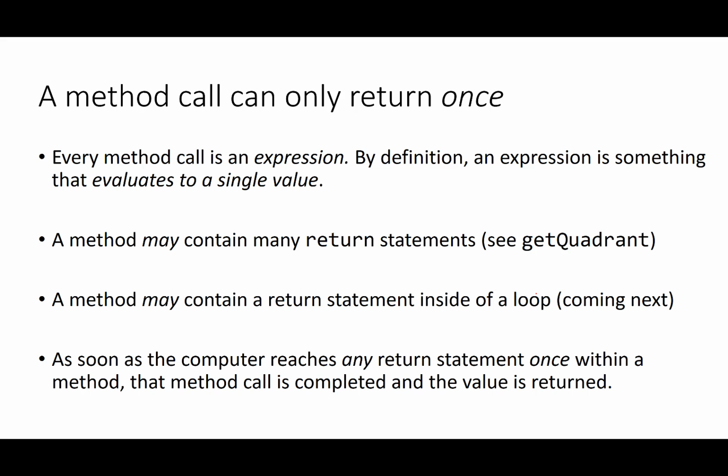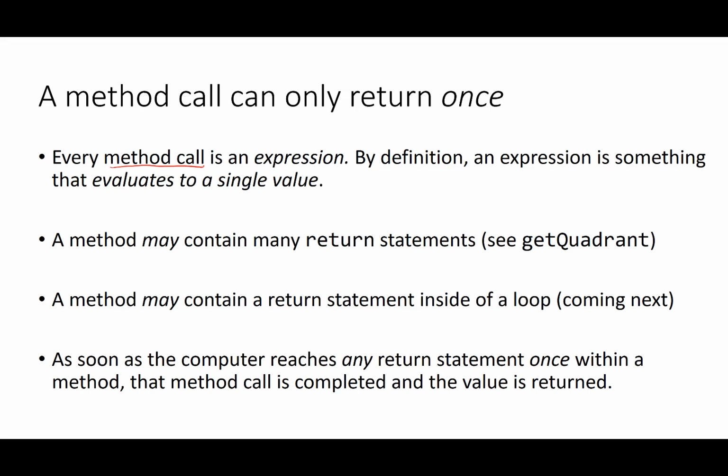So a method call can only ever return once, and it can only return a single value. Because a method call is an expression, that means, by definition, that a method call must evaluate to a single value. A method can't return multiple values. It can return an array, but that's a different thing. An array is still considered a single value. It's just one value that contains many.